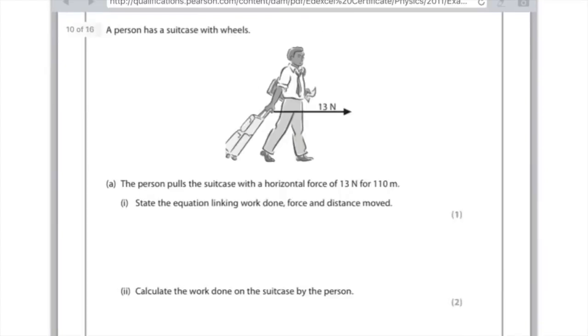I'm going to chuck in a few other math things here. So question 6, a person has a suitcase with wheels. The person pulls the suitcase with a horizontal force of 13 newtons for 110 metres. State the equation linking work done, force and distance moved. I don't know if I've told you this before, but try and remember, especially IGCSE people, remember all your equations as formula triangles, because then you won't have to learn as much. And then as soon as you get your paper, write them all down on the back, and then you can just keep referring to them so it won't be so hard to pluck it out of your head. But for the time being, remember work done equals force times distance.